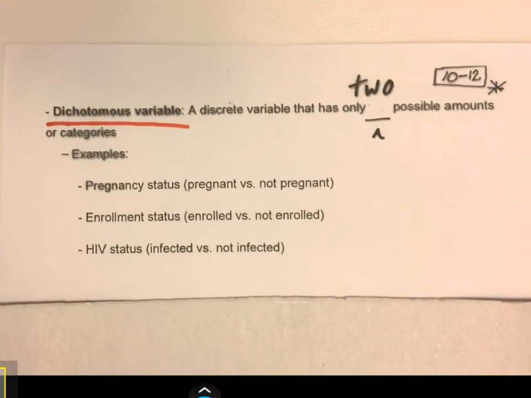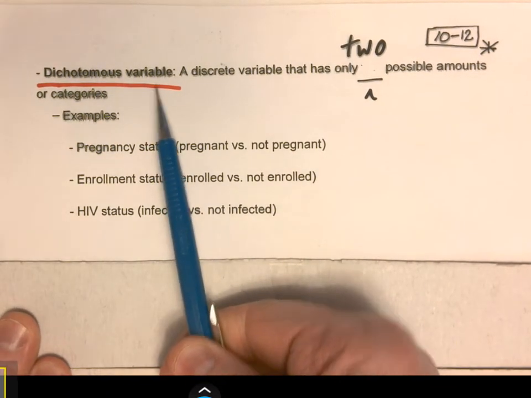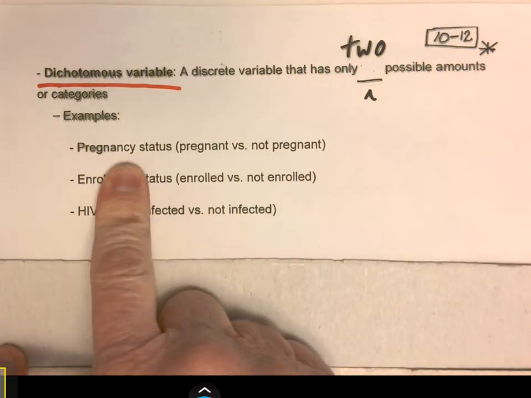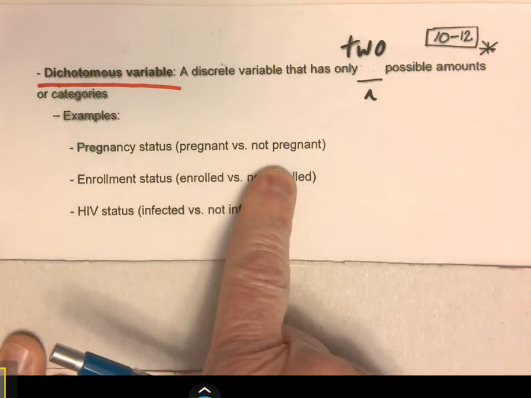One last example. We're still talking about discrete versus continuous variables. But one additional term to introduce, because you're going to hear this term this semester sometimes: the concept of a dichotomous variable. A dichotomous variable is an example of a discrete variable. A dichotomous variable is a variable that has only 2 possible amounts, only 2 possible categories. It would be something like pregnancy status. You're either in the pregnant group or you're in the not pregnant group.